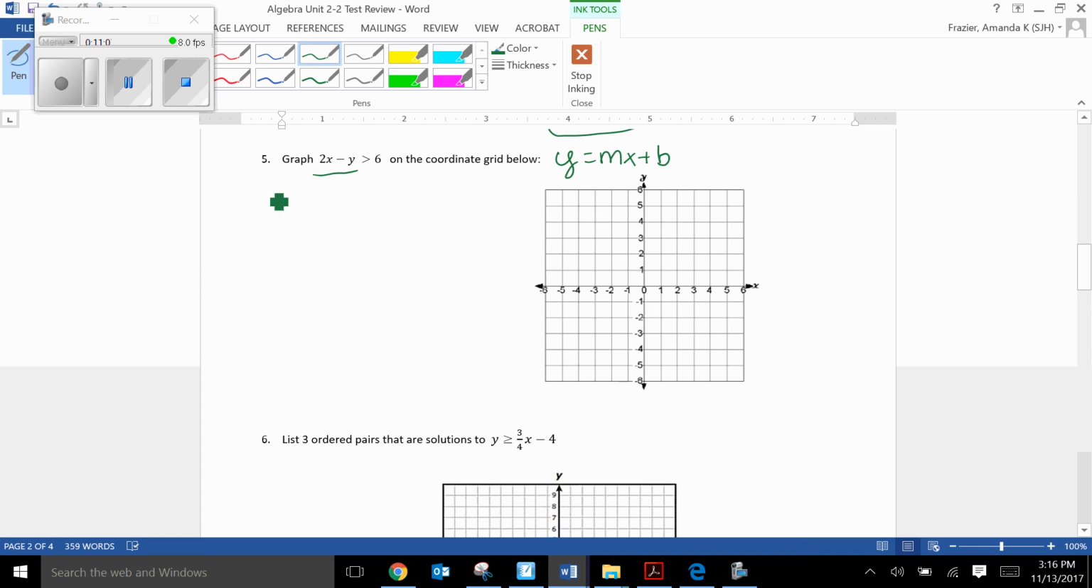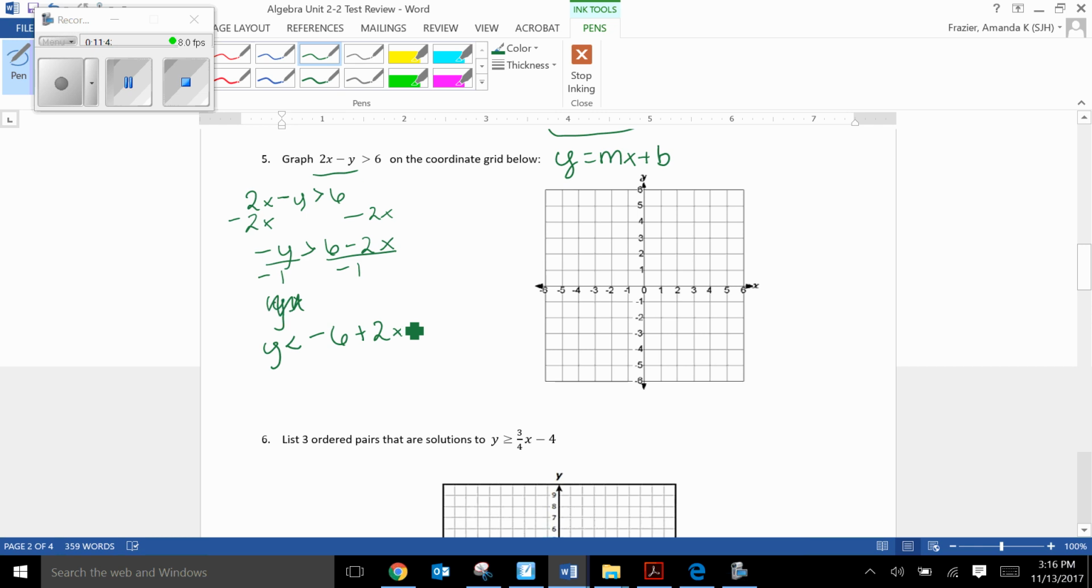Okay, so I have 2x minus y is greater than 6. I'm going to solve for y by subtracting 2x from both sides. So I have negative y is greater than 6 minus 2x. And then I can't have a negative y, so I'm going to divide by negative 1. And I'll have y is greater than, oops, I should fix that. y is less than, because I divided by a negative, negative 6 plus 2x.